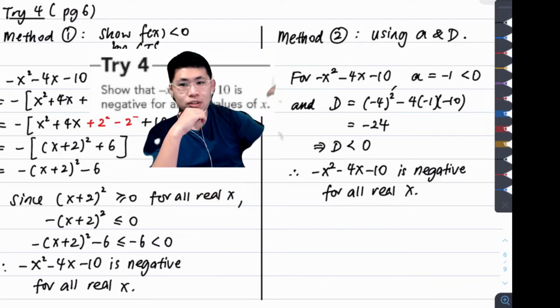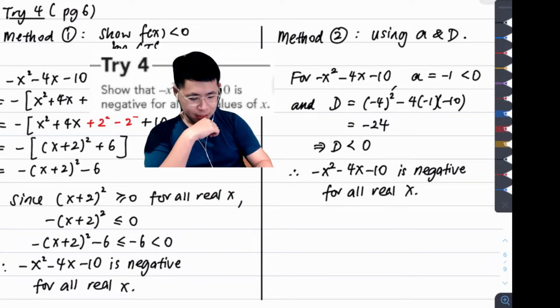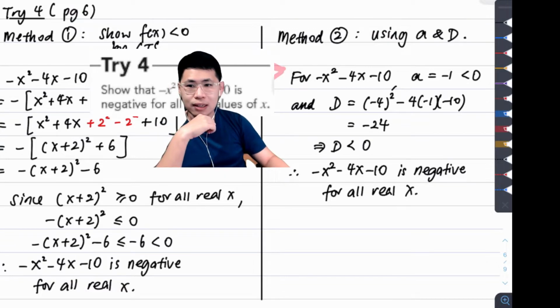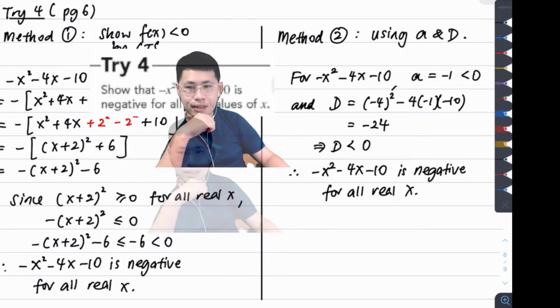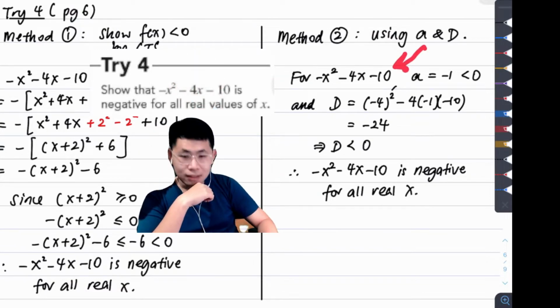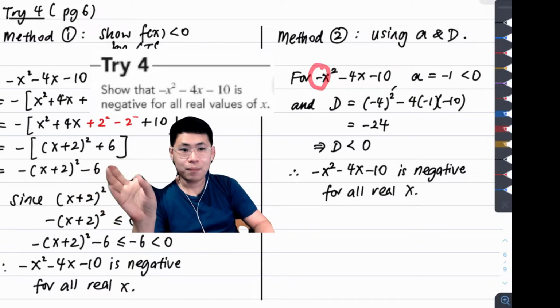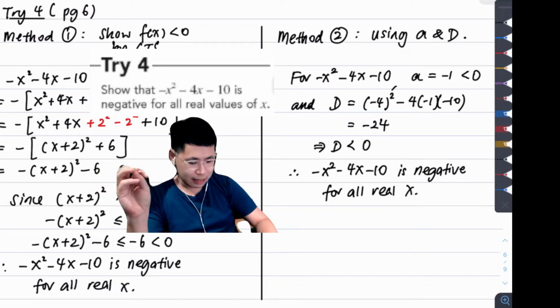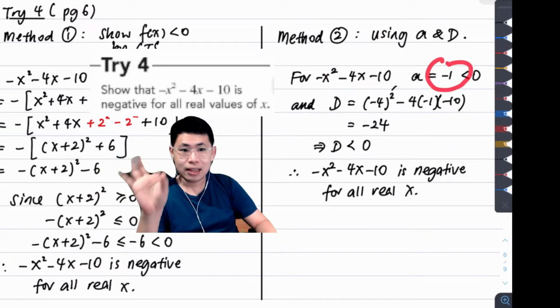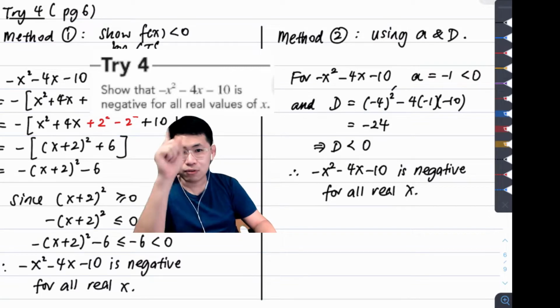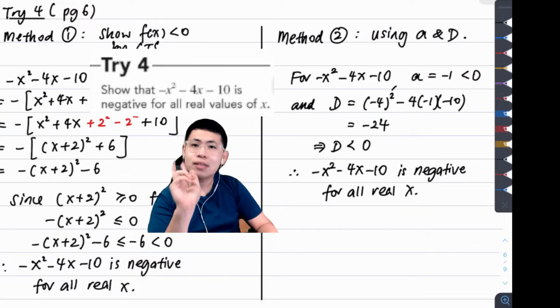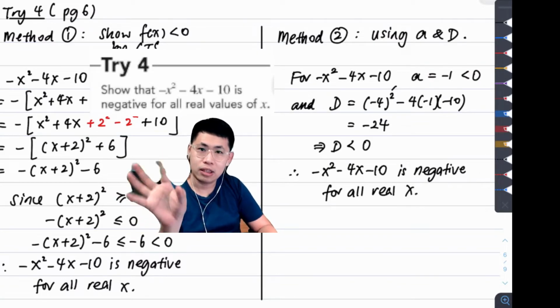So the first condition over here, this line over here. I don't think you can see, but okay. For this function, the value of a, the coefficient of x squared, is negative 1, and this coefficient of a is negative. So first condition done. Now the second condition, we need to look at the discriminant.